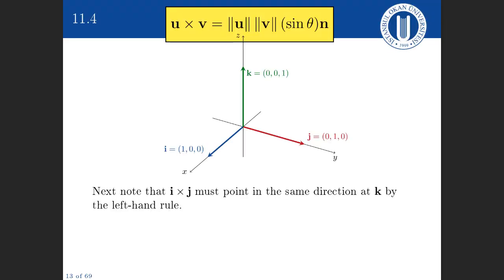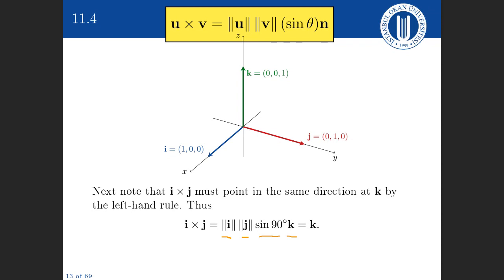What about if I wanted to do i cross j? Look at this picture. Hold your hand up in front of the screen and rotate your hand so that your second finger points in the direction i and your first finger points in the direction j. Where does your thumb point? Your thumb points in the direction k. So i cross j must point in the same direction as k. So i cross j must be norm of i, norm of j, sine 90 degrees, and then our unit vector is k.